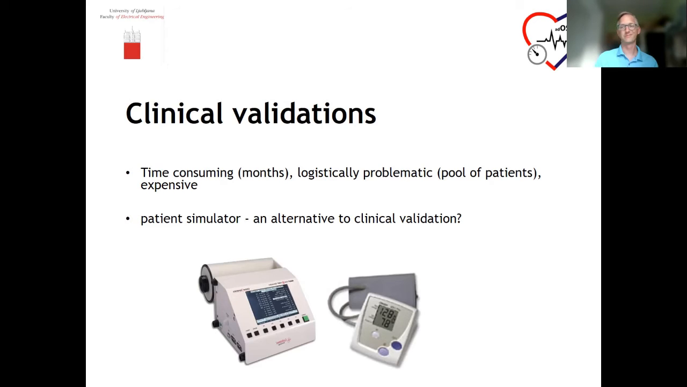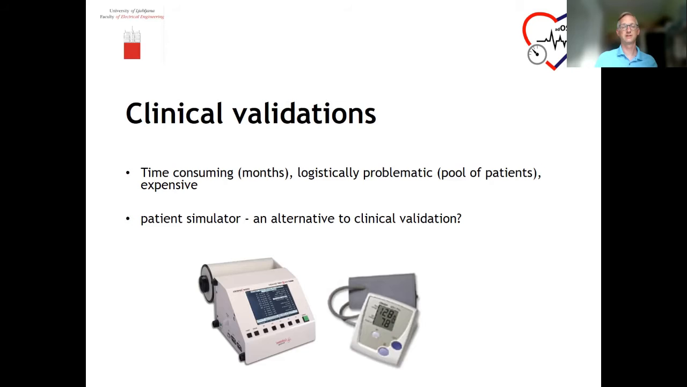One of the basic problems is you have to find at least 8 people having blood pressure 180 over 110, which for Western countries is almost impossible to find. Anyway, clinical validations are quite a logistically and expensive activity, and now the whole basis of my talk will actually be starting.